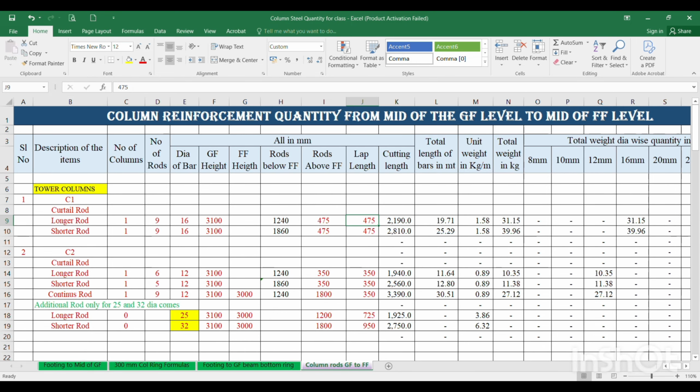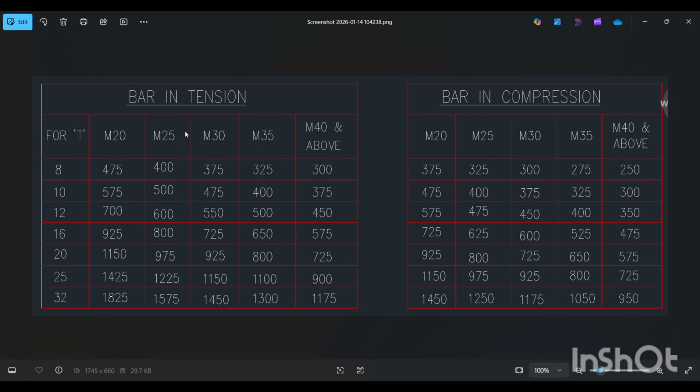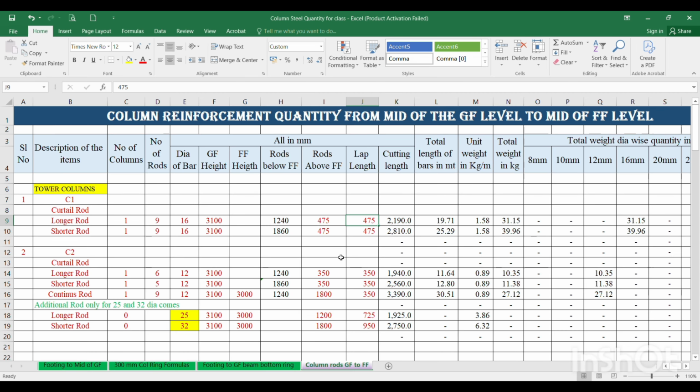This lap length should be taken as per our standard table. As per this table, for the 16 mm dia 475 is the lap length. For that lap length has to be taken. Next, this is the cutting length. Cutting length is equal to sum of these rods below first floor level and rods above first floor level and lap length. Sum of these three is the cutting length.